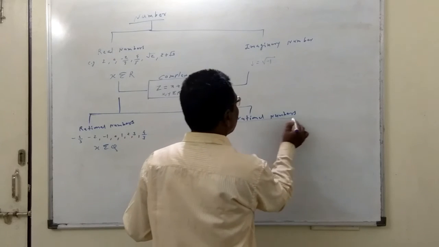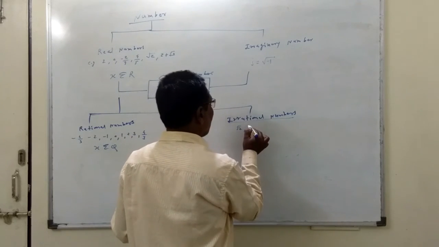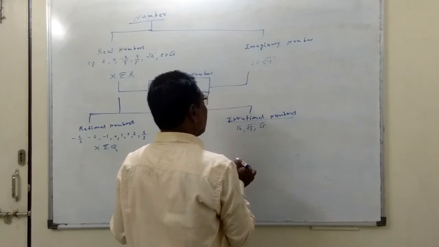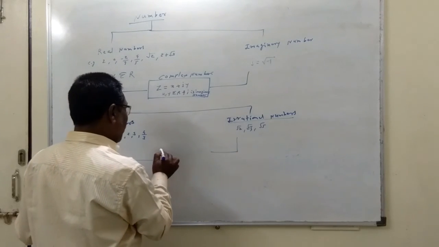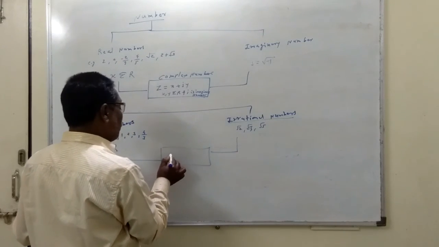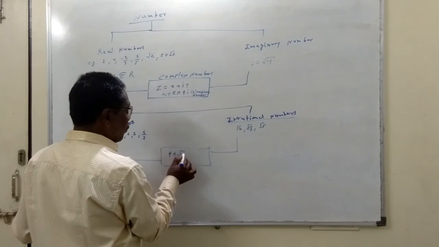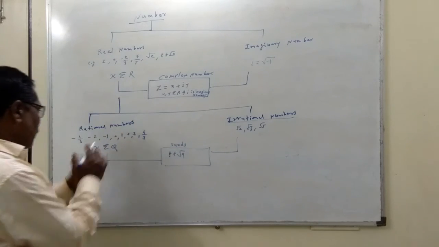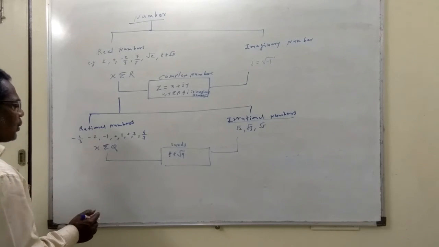Now irrational numbers means root 2. The root of a prime number is an irrational number: root 2, root 3, root 5. These are the irrational numbers. If we combine these two kinds of numbers, a number is formed in the form p plus root q. This is a surd. A surd means a combination of rational and irrational numbers.